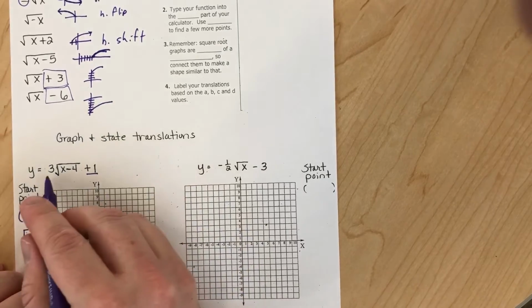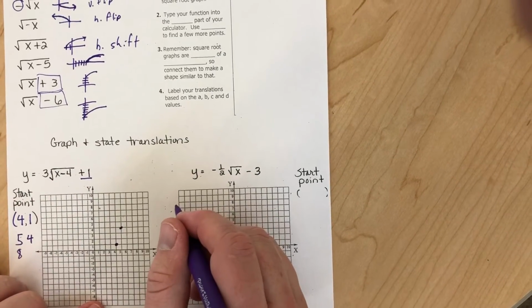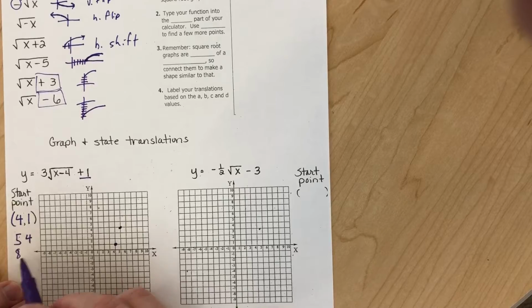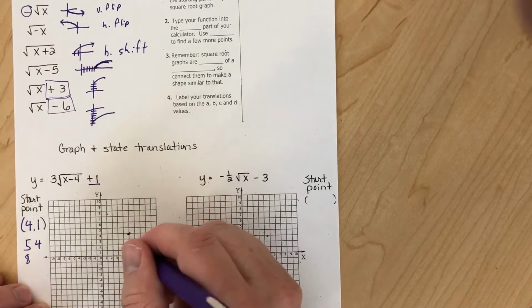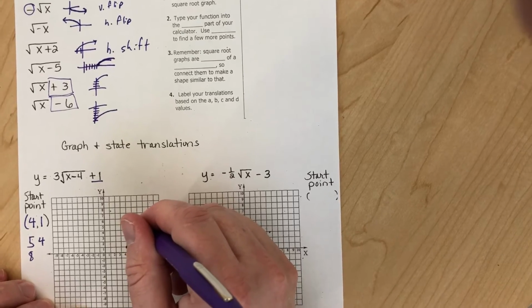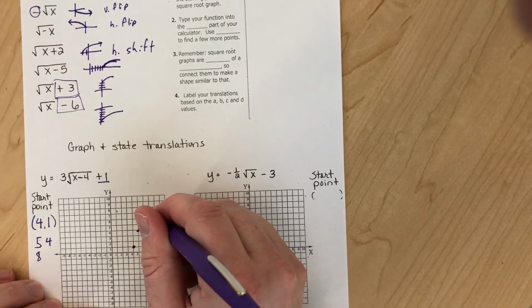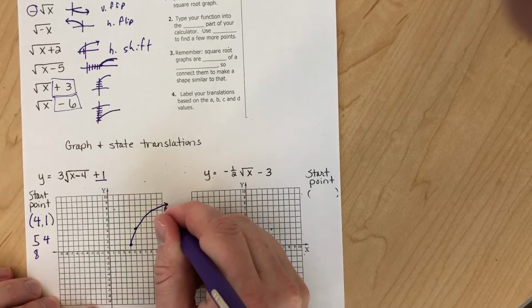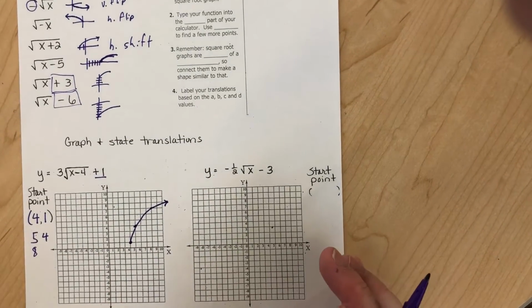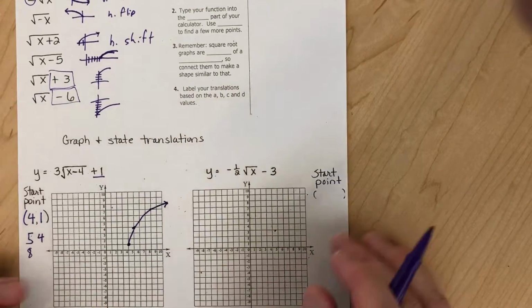So you can see because of the 3, this is going to arc up pretty quick. And then 8 is going to be 8 minus 4 is 4. The square root of that is 2 times 3 is 6 plus 1 is 7. So you can already see by the time we get up to 8, we're slowing down. So this is going to go kind of like this. And there's my graph. It doesn't have to be perfect. It needs to be a pretty good estimate, though.